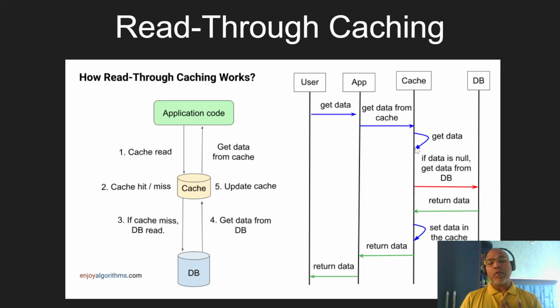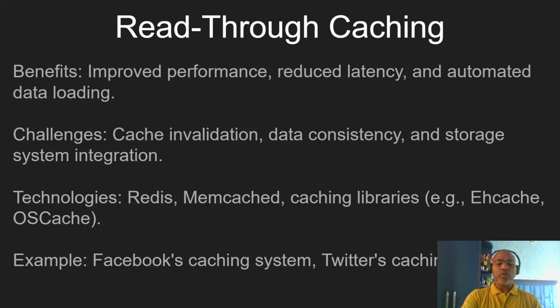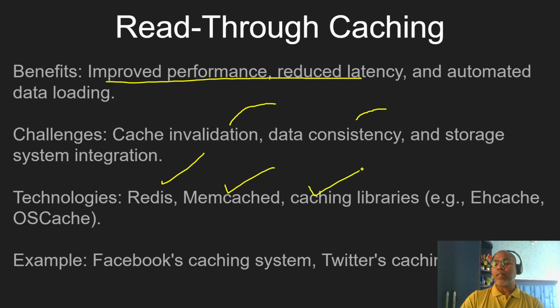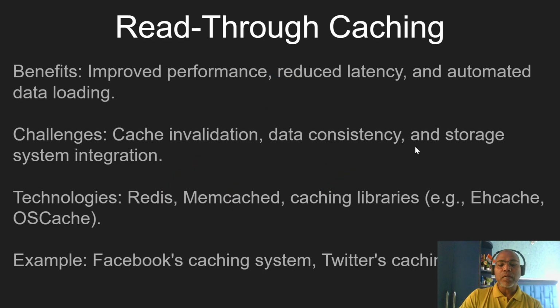This way our application directly gets data from the cache. This is read through caching. These are the read through benefits: again improved performance, reduced latency, and data automatically loaded into the cache. Again, the challenges are cache invalidation and cache data consistency. We have to ensure that the data in my cache is up to date, and any data change in the original has to be updated. You can use a Redis server, Memcached, or a cache library, and lots of examples like Facebook and Twitter use a caching layer for read through caching as well.